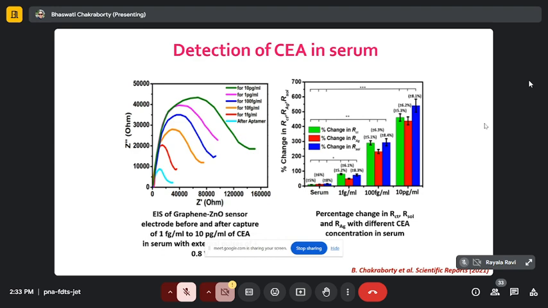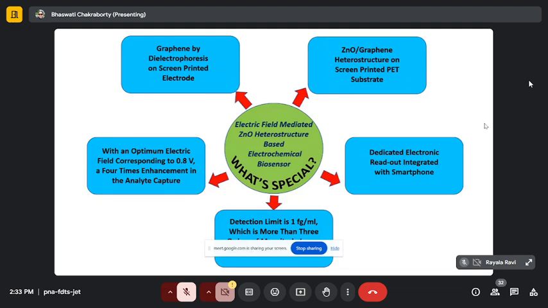So if we consider the percentage change in these parameters, then we can clearly distinguish between blank serum and the concentration which is present, like 1 femtogram per molar. So we can distinguish between these parameters very clearly if we consider the percentage change in those components, that is RCT, RAG, RSOL. So this particular POC device has been integrated with smartphone based devices, and the main inference from this particular device was the detection limit was around 1 femtogram per molar.